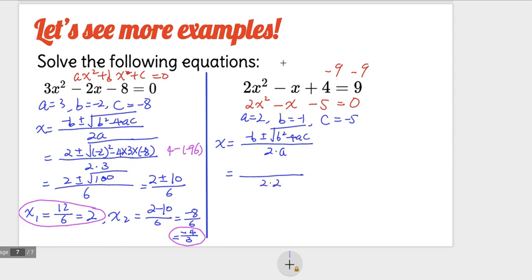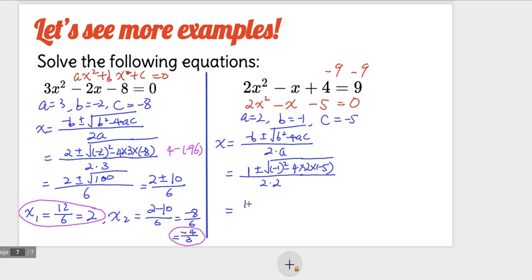Some students might say, is B always negative? I can give you a positive B, but the example we are working on is like this. Positive B is going to be turned into a negative number here because this is opposite B. So B is -1, the opposite number is going to be 1, plus or minus the square root of -1 squared minus 4 times 2 times negative 5. All I need to do is plug in the numbers to get the answer.